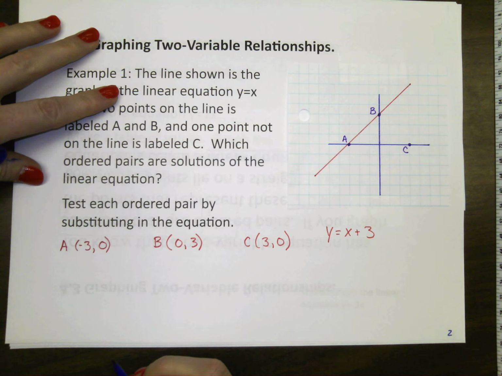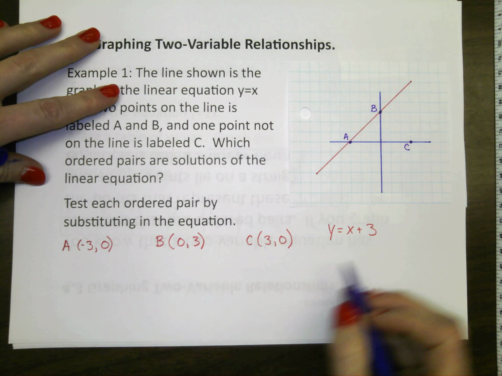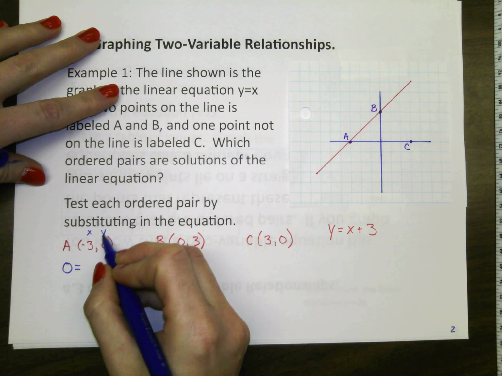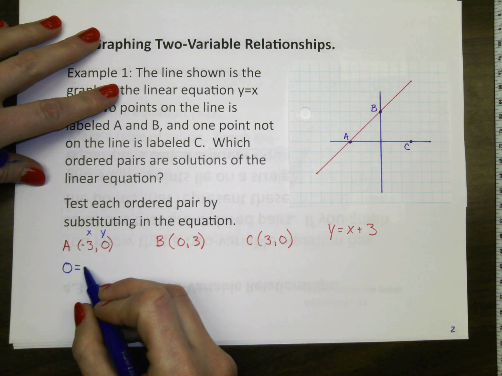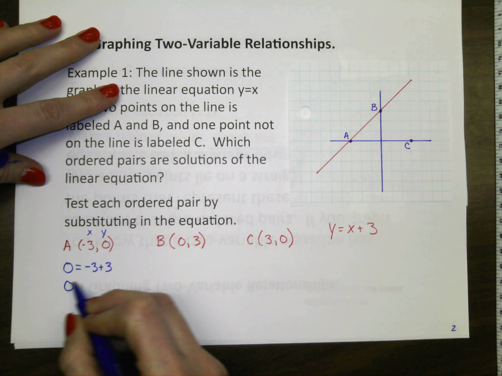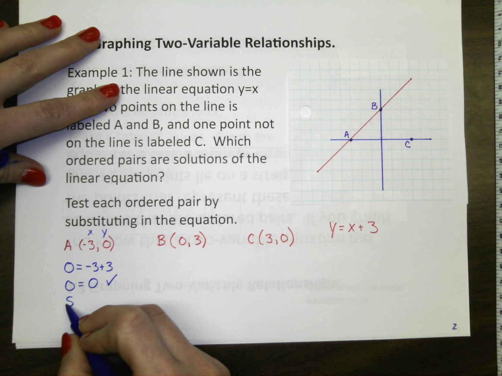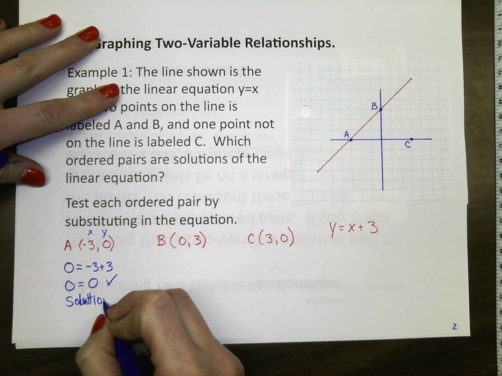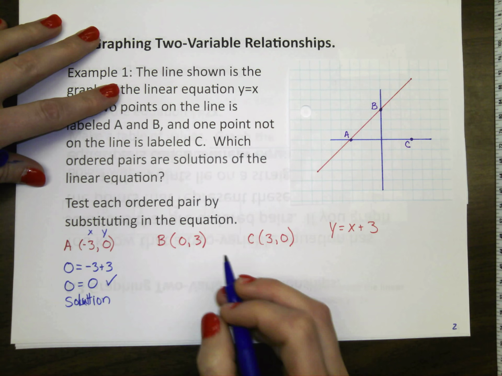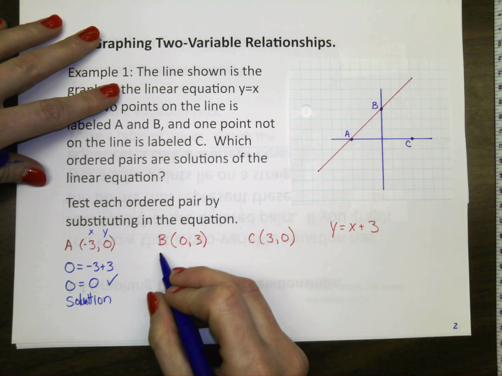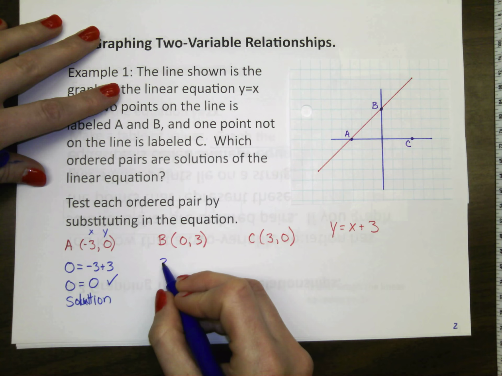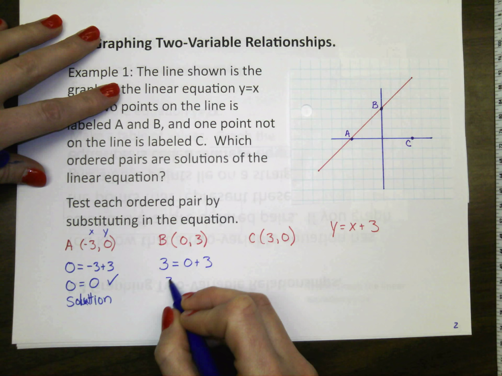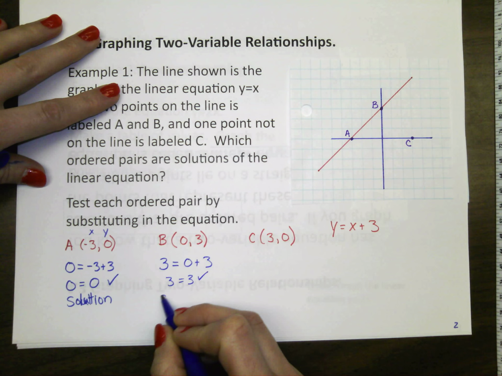So for A, we're going to have 0, because remember this is the x, this is the y, equals -3 plus 3. 0 equals 0. So yes, this is a solution. It's a little sloppy. For B, we have 3 equals 0 plus 3. Well, 3 equals 3. Yep, so this is a solution.